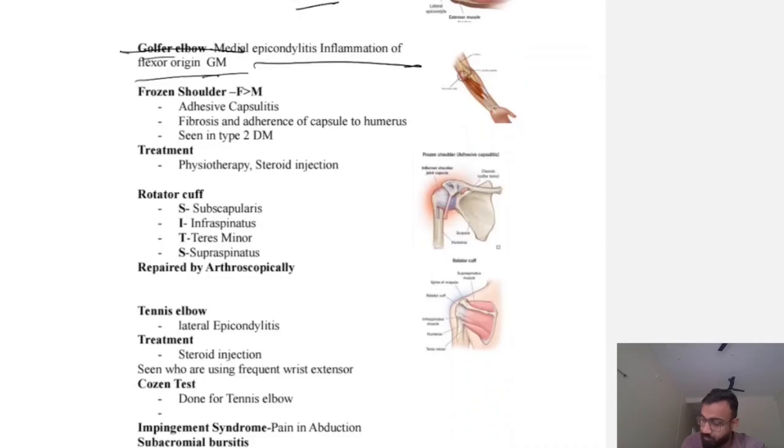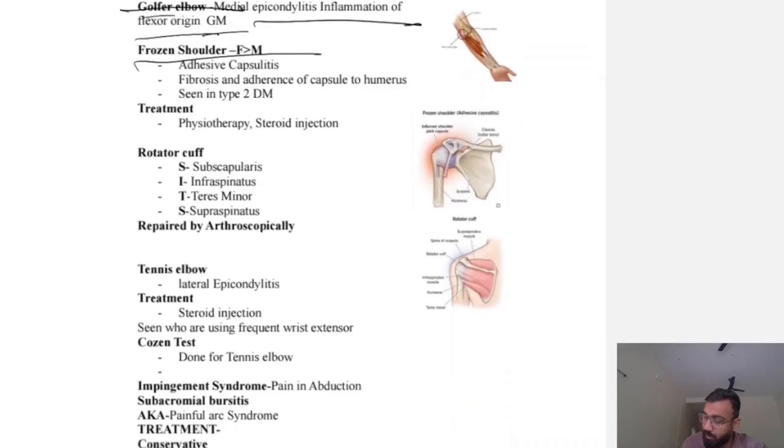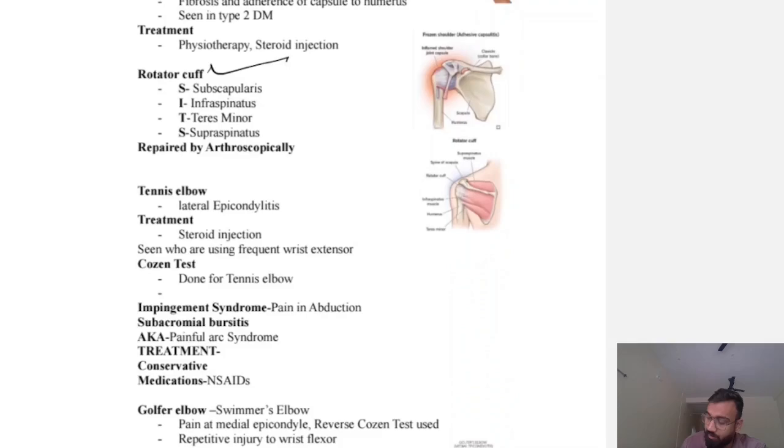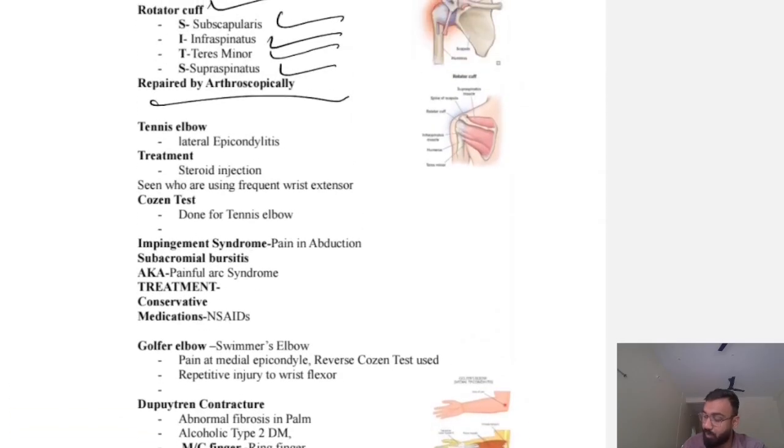Frozen shoulder I have explained already. Rotator cuff I have explained in the shoulder joint: subscapularis, infraspinatus, teres minor, supraspinatus. If they get torn, they are repaired arthroscopically. Tennis elbow treatment is by steroid injection. First we will immobilize, then if there is no relief, we put an injection in it.